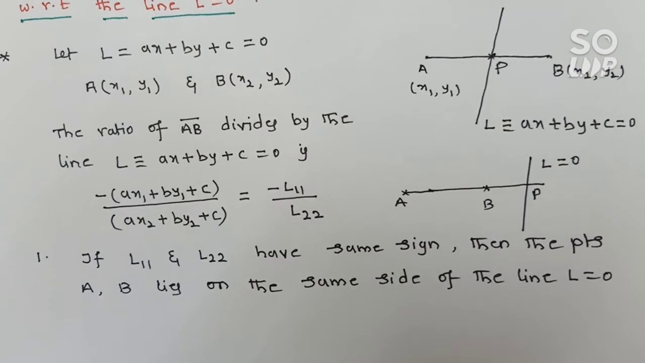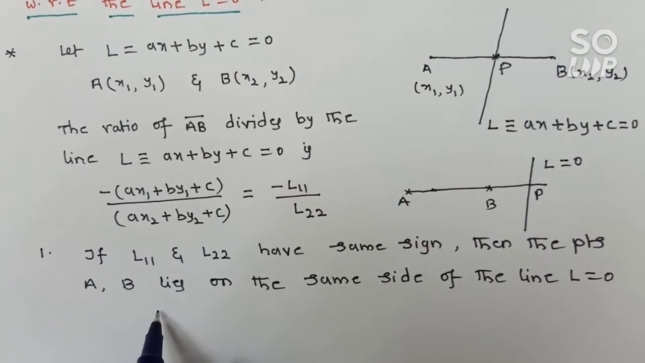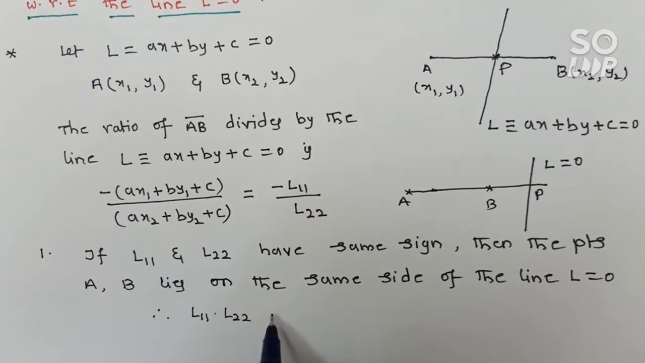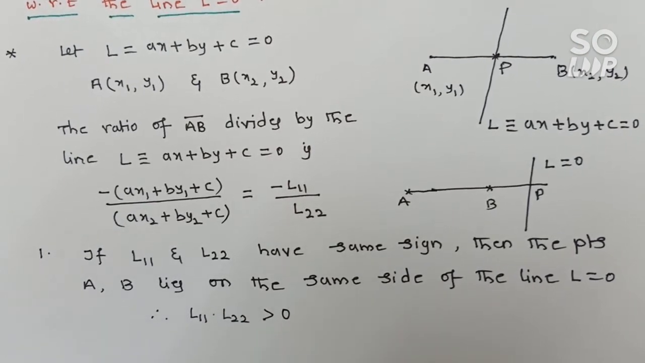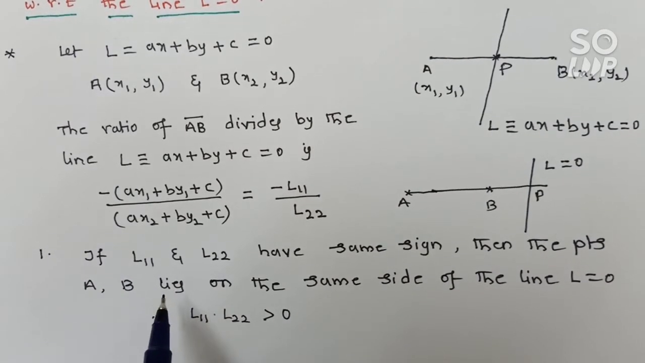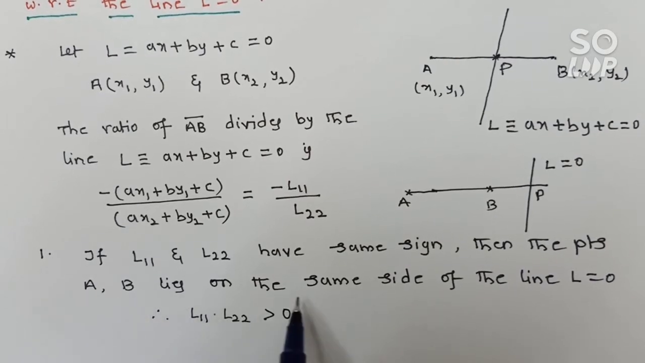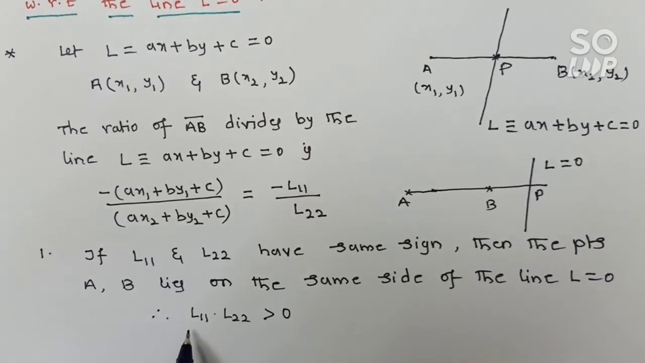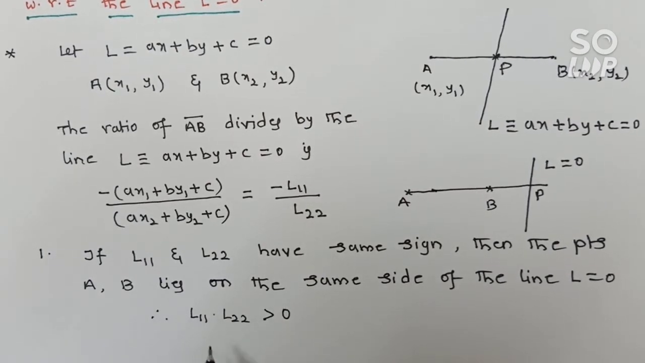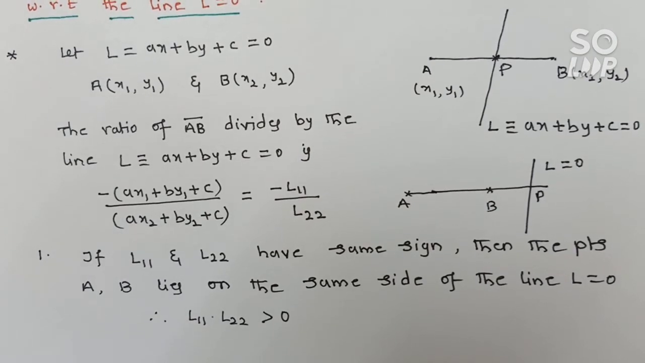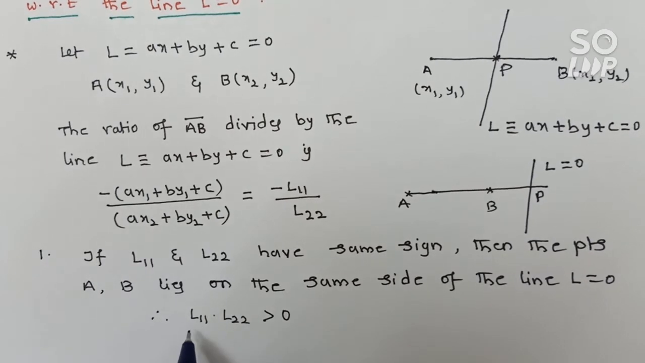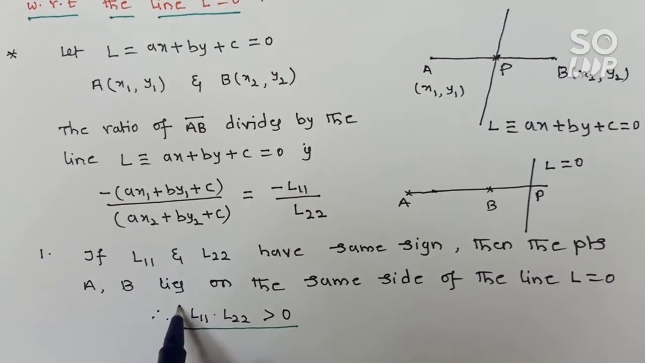So that means from this we can write that therefore L11 into L22 is always greater than 0. So that means in any problem, if the given statement is that the points lie on the same side of the line, immediately you can use the formula L11 into L22 is greater than 0. So this is the one condition to find the applications of the required value, right?